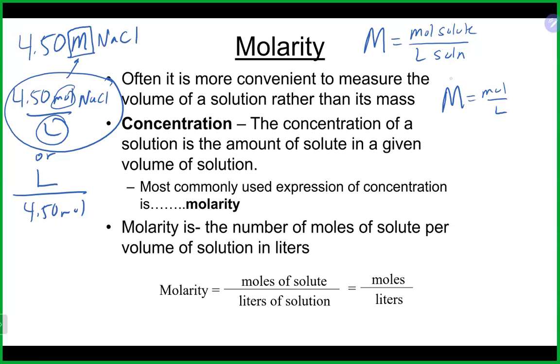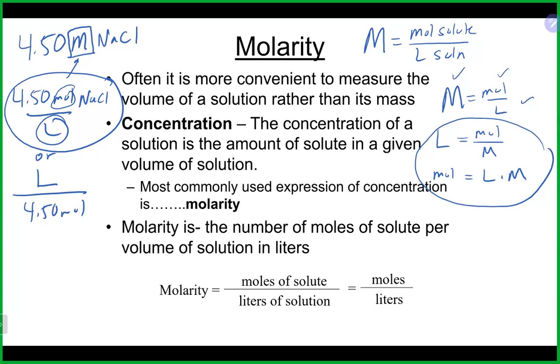We oftentimes will solve for any one of these 3 things. So if you want liters, that is moles divided by molarity. And if you want moles, that is liters times molarity. I would say that these two right here are very, very common ways that we use molarity, and we use molarity and volume together to get the moles. That is a very common sort of calculation in chemistry.